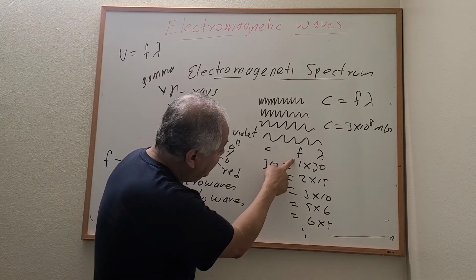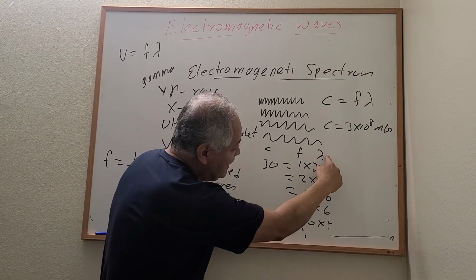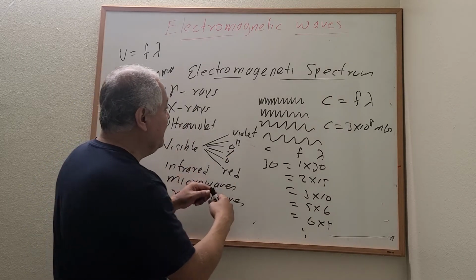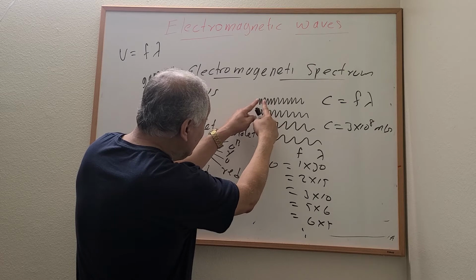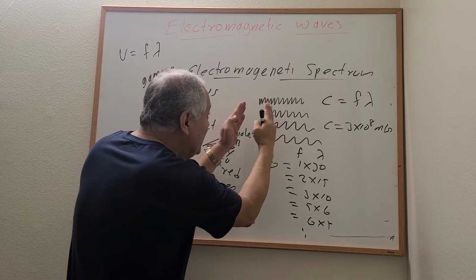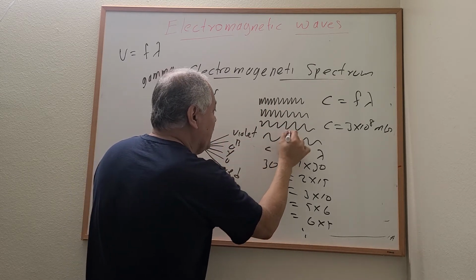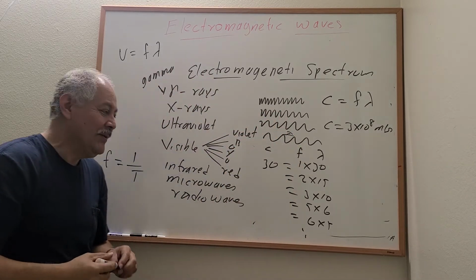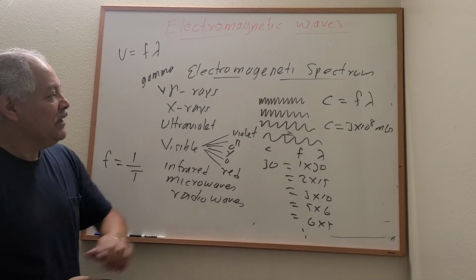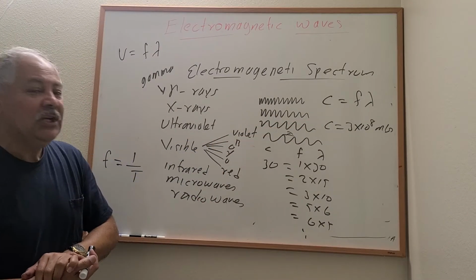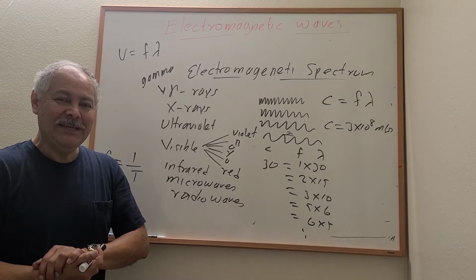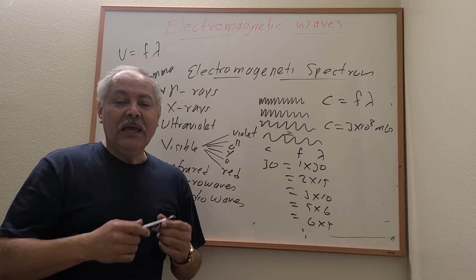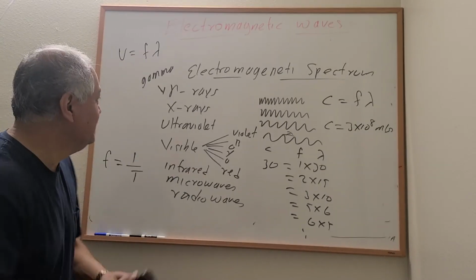Now, if the frequency increases, the wavelength decreases, like in this picture. This is the wavelength lambda from here to here. If the frequency increases, the wavelength decreases, correct? So again, that happens because the speed of light is constant. Okay, great. Now let's go to the energy that is carried by an electromagnetic wave. Okay, let's do it.